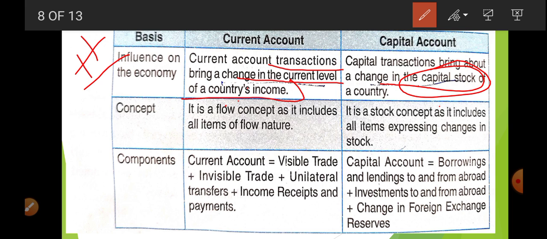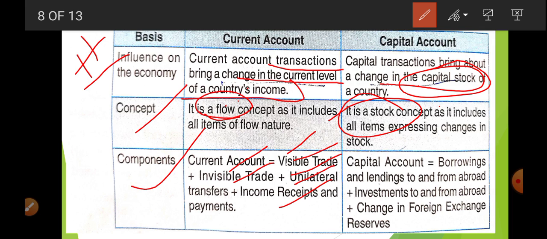Okay, now the next difference. Current account is a flow concept, and capital account is related to stock. Now the components of current account are visible, that is goods, invisible, that is services, unilateral transfers, that is transfer income, and receipt and payment related to factor income. So it is the sum total of export and import of services, export and import of goods, receipt and payment of transfer income, and receipt and payment of factor income. So these are the parts of the current account.